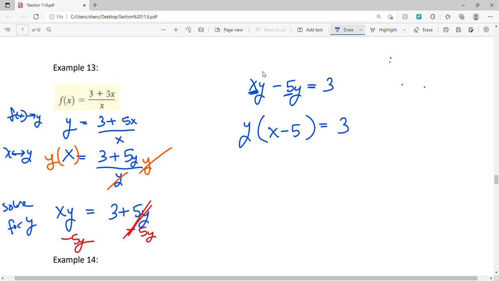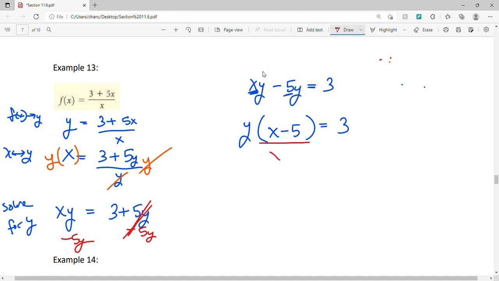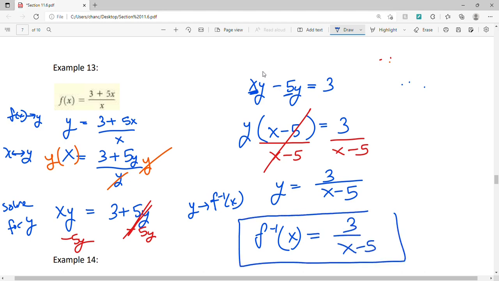What do we do next? We have to get that y by itself, so I need to get rid of this x minus 5. Let's divide both sides by x minus 5 to isolate the y. And this simplifies, x minus 5 divides out. So we have y equals 3 divided by x minus 5. And of course the last step is to replace that y with the inverse symbol. And then we're done. So this is the inverse function now. f inverse of x is 3 divided by x minus 5.